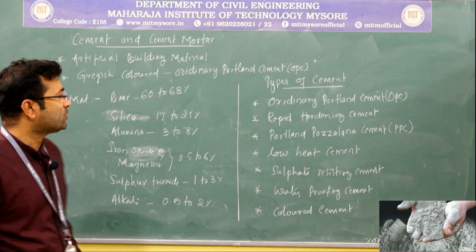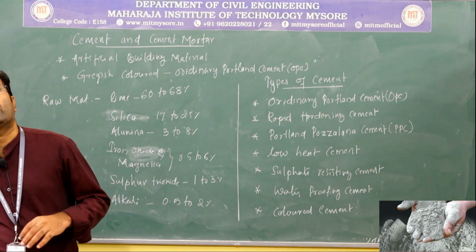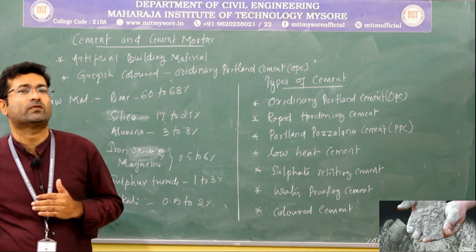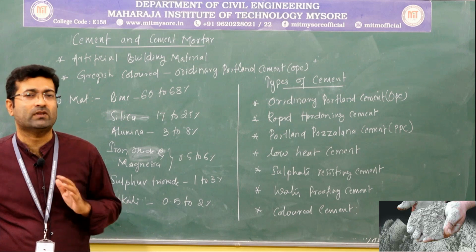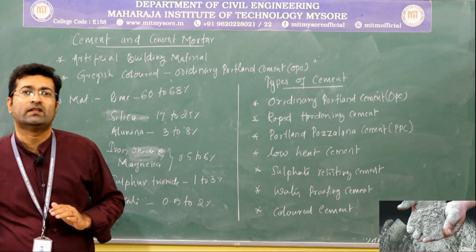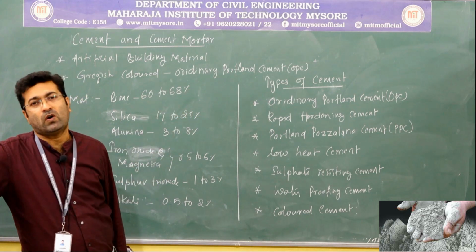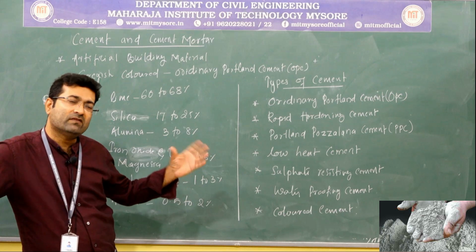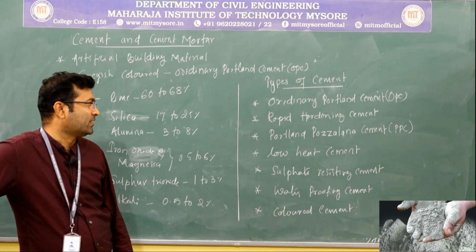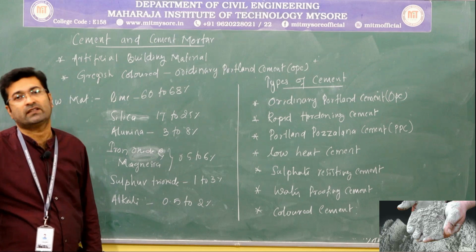When it comes to the different types of cement, nowadays, depending upon the requirement in the construction activity, we have many different types of cement. Some of the most common types I am discussing here: the first one is ordinary Portland cement. As the name itself says, it is the most common cement which we use for construction activity. Then the second one is rapid hardening cement.